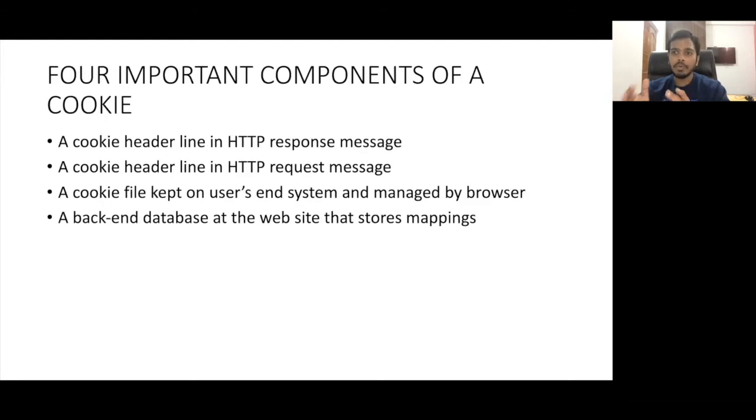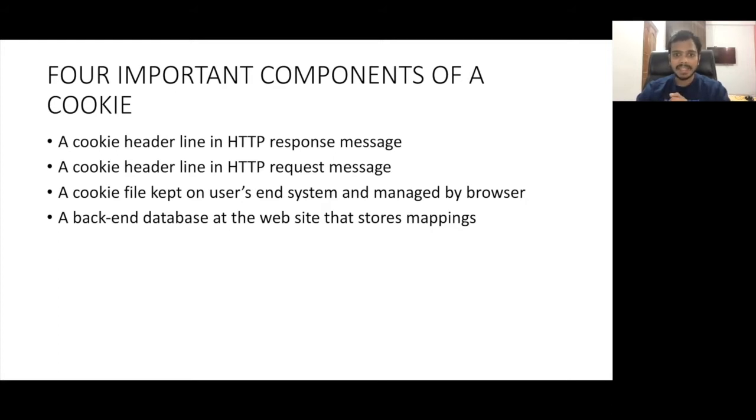Now we will look at how HTTP cookies actually work, like how the client and server interaction happens when they are negotiating on the cookies. There are four important components of a cookie. This is very important. There is a cookie header line in the HTTP response message. So if the web server wants to track the user, it will set up a header in the response. Also, a cookie header line is there in the HTTP request message. Then there is a cookie file kept on the user's end system and managed by the browser. So there is a file managed by the browser where all the cookie information is stored.